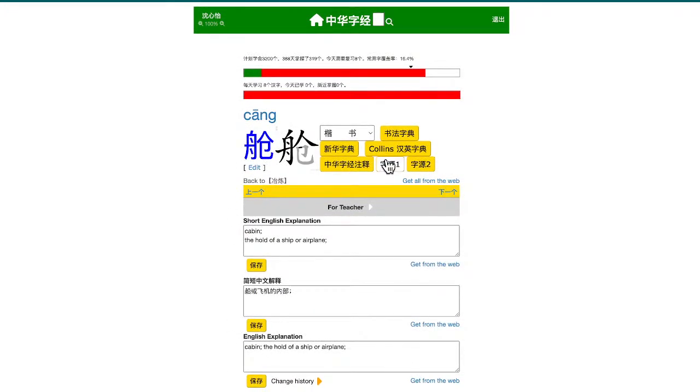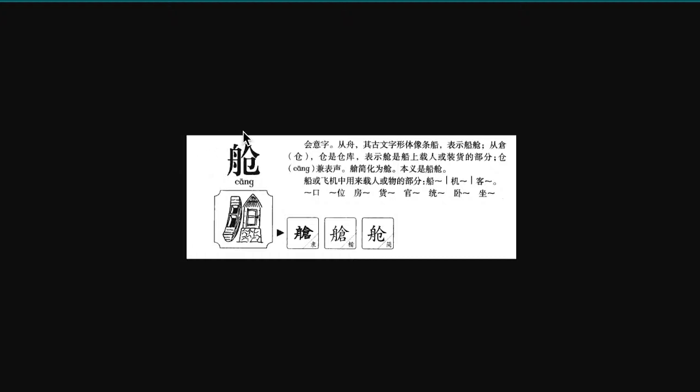Let's take a look at the characters. This one goes with the zhou radical on the left. Zhou means boat. And the cang on the right. Now cang means 仓库, storehouse, warehouse. That makes sense, because this is referring to cabins, which are basically some type of storehouse or warehouse on the ship or on the airplane.